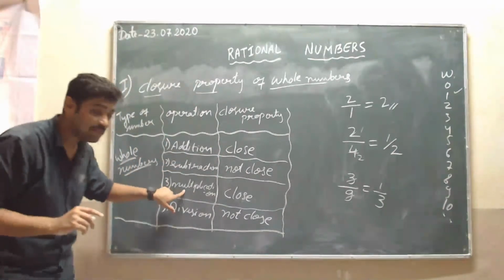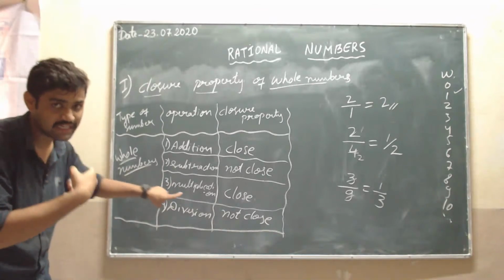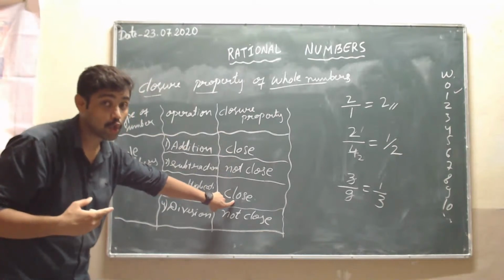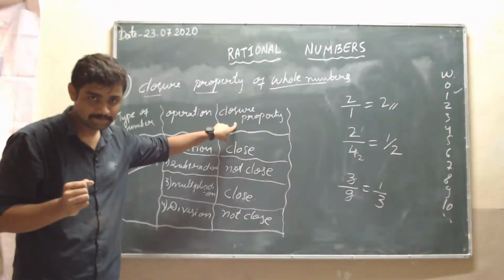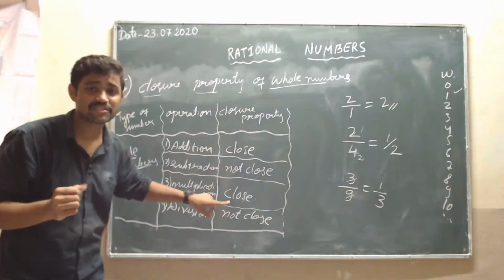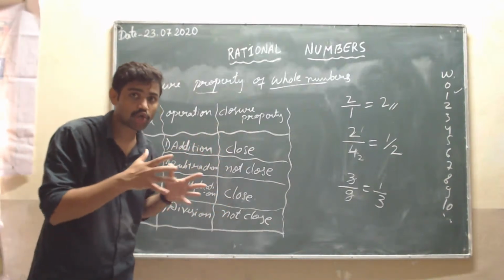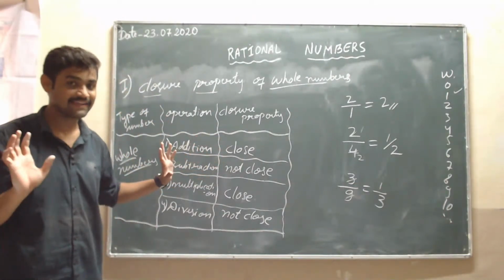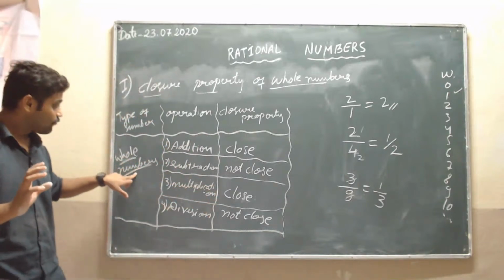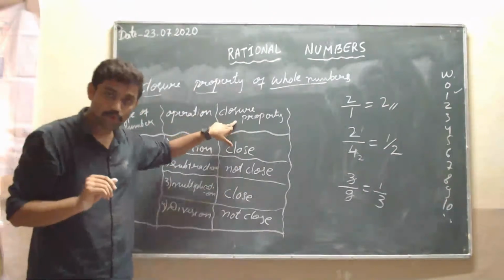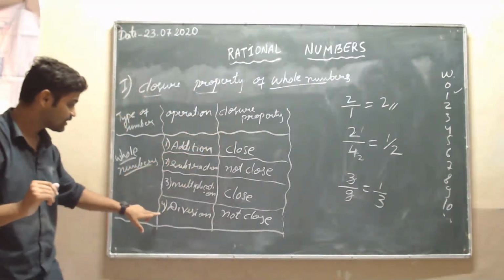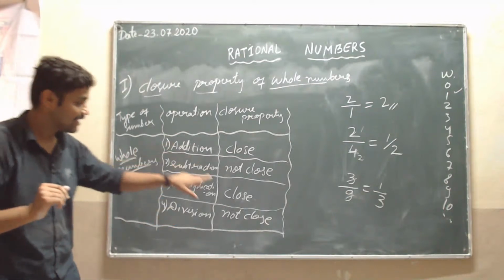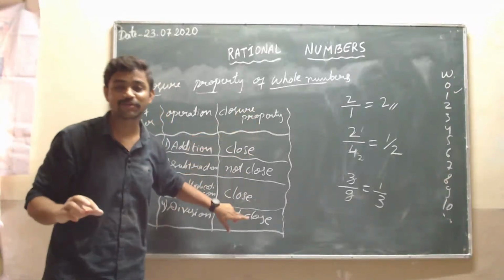Then the third one: multiplication of whole numbers will close under closure property. Sir, why are you writing close? Close means obeying. Not close means not obeying. Multiplication of whole numbers will close under closure property. By seeing the table we can say that. The last one: division of whole numbers will not close under closure property.